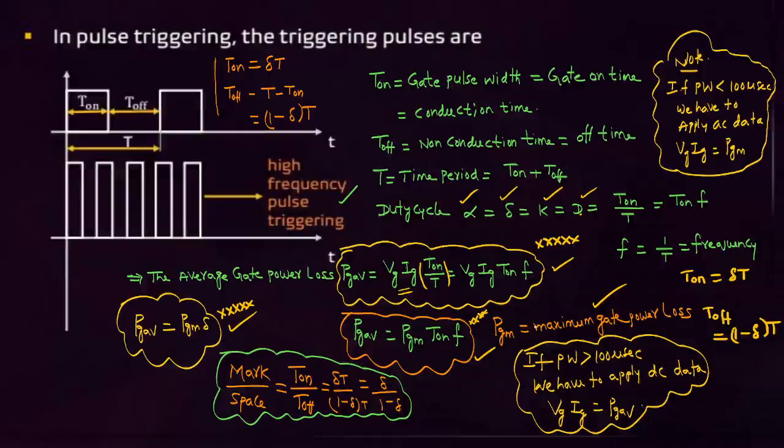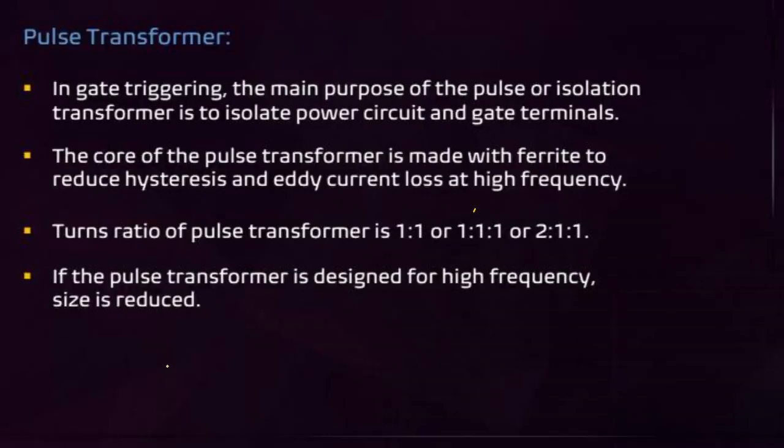Once you know the Ton and Toff, there is a very important terminology, the mark to space ratio. Instead of asking Ton by Toff, they ask for the mark to space ratio. If they ask for the mark to space ratio, mark means Ton, space means Toff. This is Ton equals delta into T, Toff equals 1 minus delta into T. This I substituted. This is the mark to space ratio. Whatever five-star points I have given, mainly you have to know those.